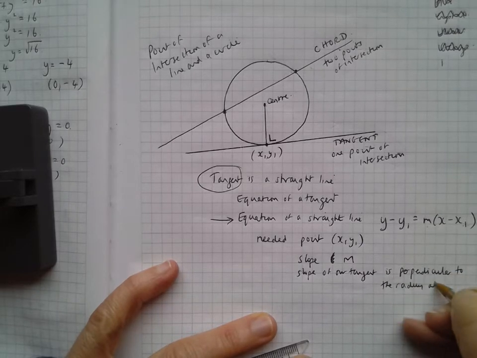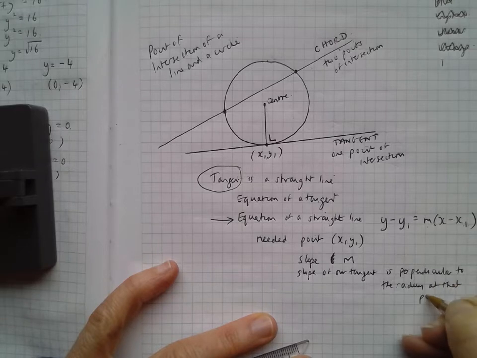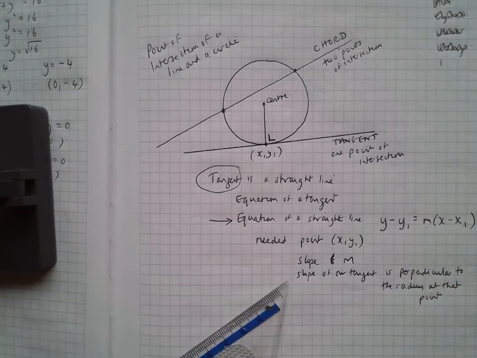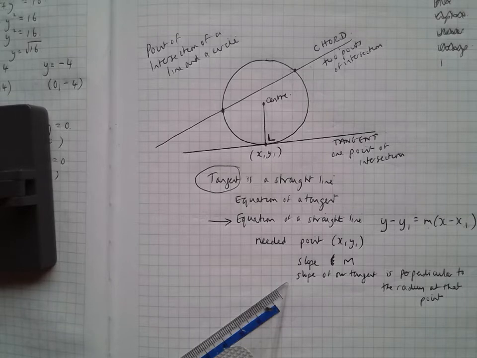Okay? The tangent of our circle at the point x1, y1 is at right angles to, or perpendicular to, the radius at that point. Now, that's loads already.